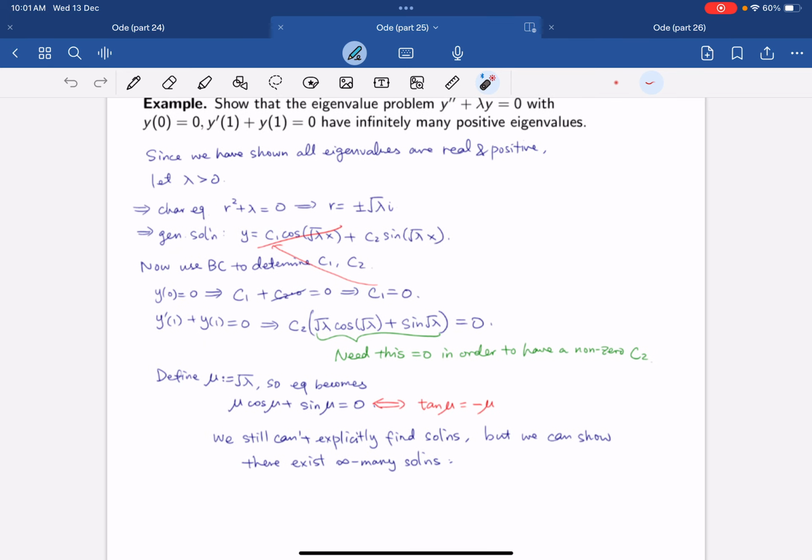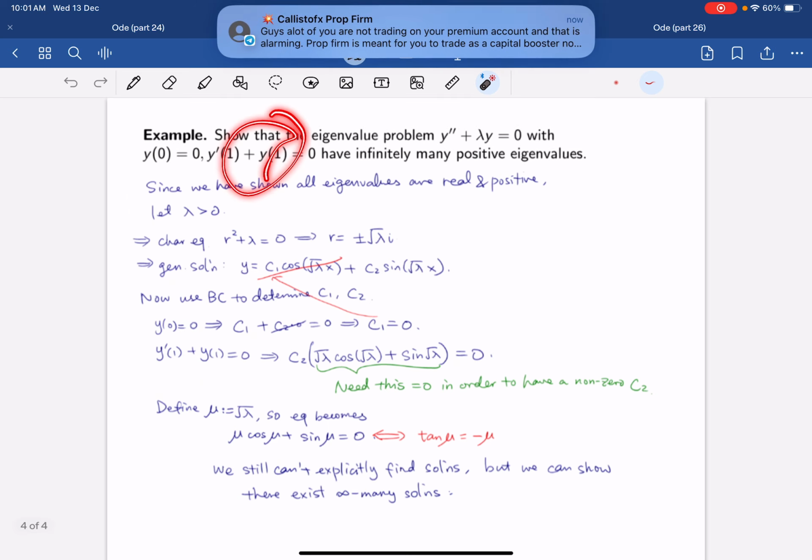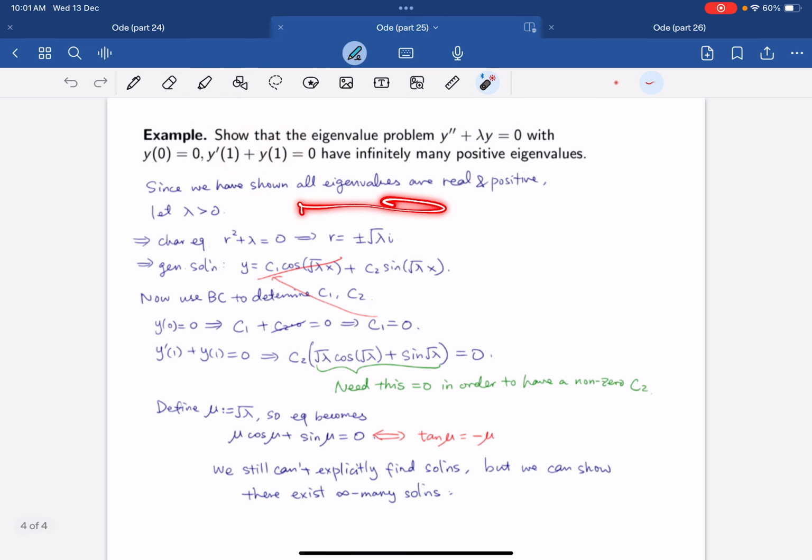Now we can also show that there are infinitely many eigenvalues to this example. We have shown that all the eigenvalues are real and positive. So we let lambda be larger than 0 and the characteristic equation be the following. We can find the general solution to it. Because we know lambda is positive, this part must be a complex number already, so we just find it.